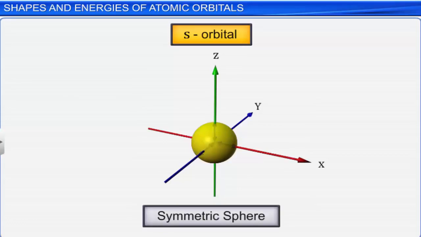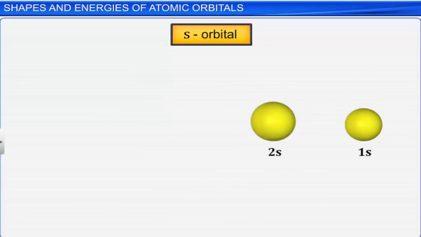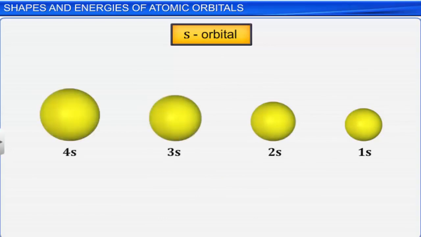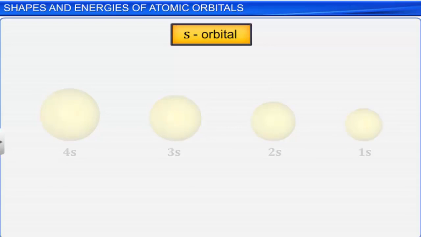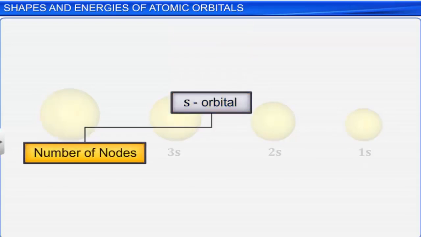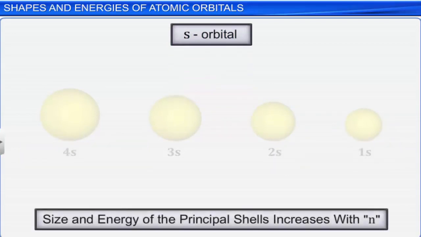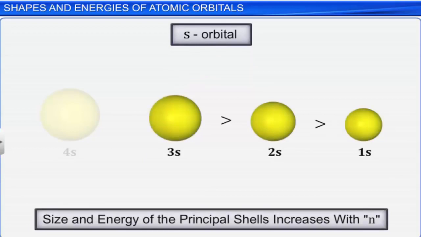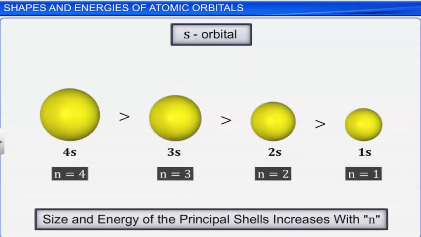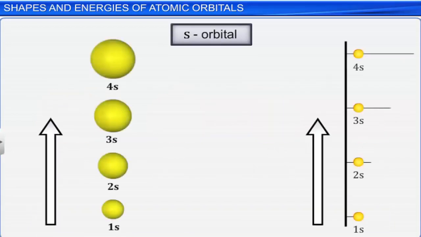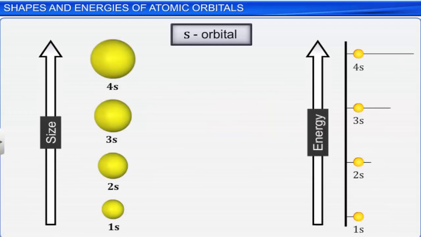Note that, although all s orbitals are symmetrically spherical, the shapes of the s orbitals belonging to different principal shells differ in two aspects: 1. The number of nodes, and 2. Size and energy. As the size and energy of the principal shells increase with increase in the value of n, their orbitals also follow the same trend. For example, the size and energy of 4s is greater than 3s, followed by 2s, and then 1s.